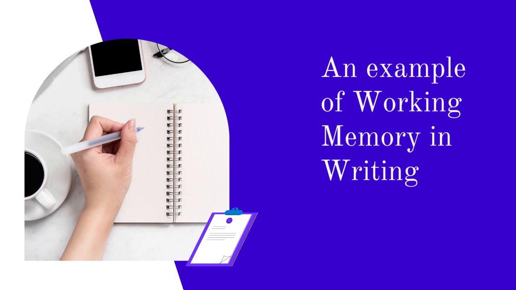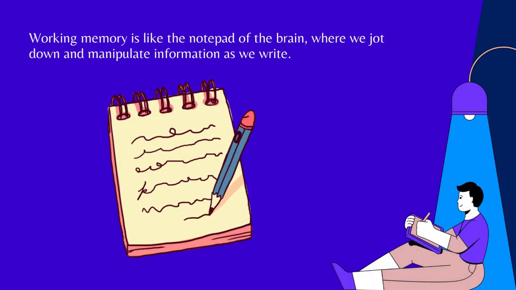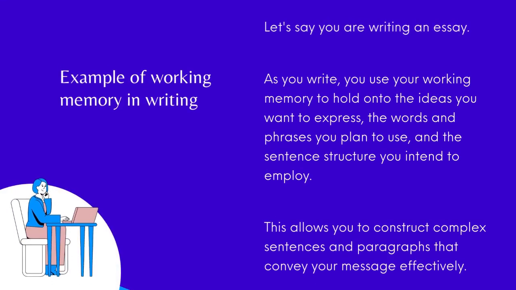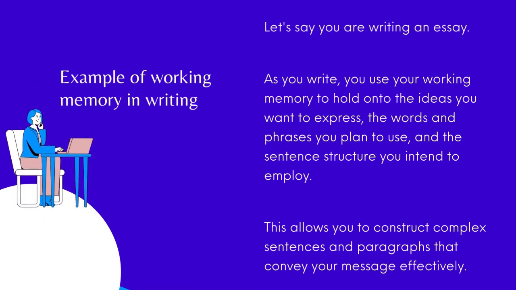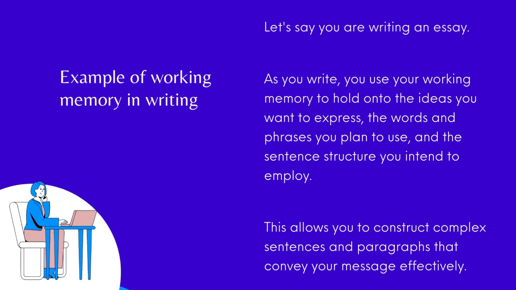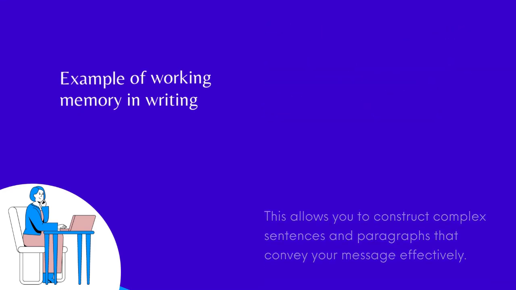An example of working memory in writing. Working memory is like the notepad of the brain where we jot down and manipulate information as we write. Let's say you are writing an essay. As you write, you use your working memory to hold on to the ideas you want to express, the words and phrases you plan to use, and the sentence structure you intend to employ. This allows you to construct complex sentences and paragraphs that convey your message effectively.